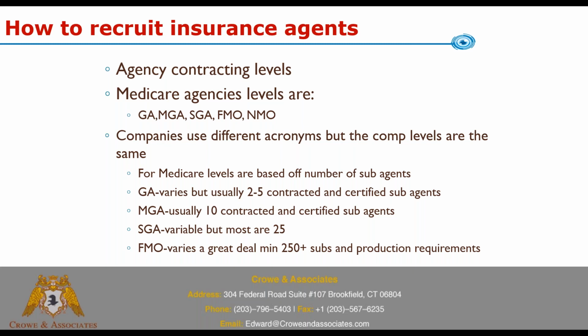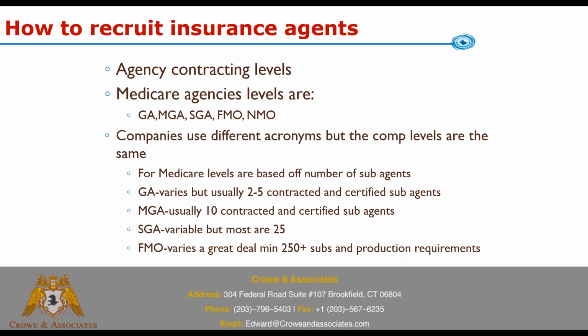MGA, similar thing. It doesn't go by production. It just goes by contracts, and most carriers are 10. And when I say contracts, again, they've got to be under you. You've got to bring them in. They've got to be licensed, but they also have to be contracted and certified with that company to count. SGA is a little more variable, but most companies are 25 subs.